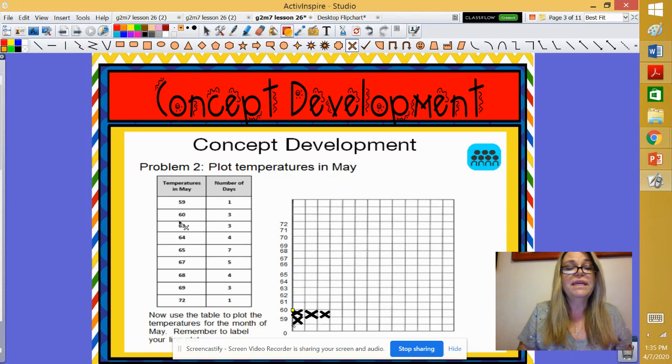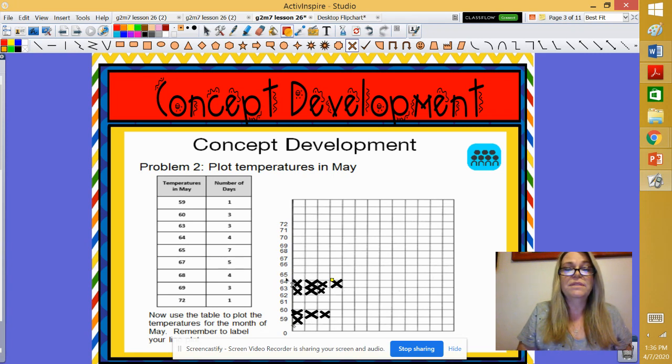Then we go to 63 degrees. How many days had 63 degrees? 3. Good job. So we're going to move up on our chart. We didn't have any at 61, none at 62, so we're going to go to 63. How many days? Look back at our chart. 3. Good job. So 1, 2, 3. Then back to our chart. 64 is our next degrees. How many days had 64 degrees? 4. Good job. So we're going to go to 64. 1, 2, 3, 4.